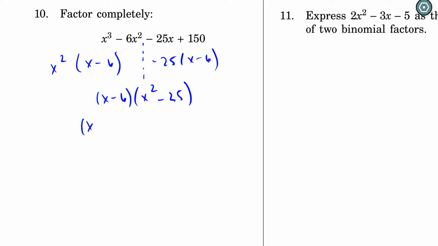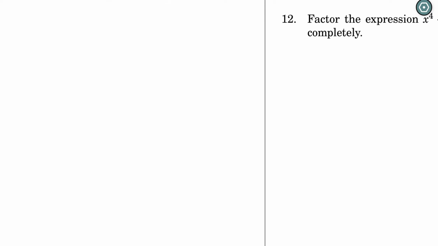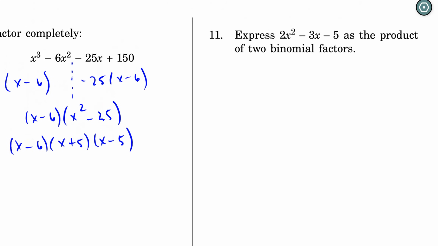I can still factor, right? So if this was on a test, we'd want to show all of those steps to get to this last answer, because x squared minus 25 is a difference of two squares. Almost done here. Let's see, 11. 11 is an AC method question, so that's negative 10. My 2x squared is going to stay. We'll multiply to make negative 10, but add to make negative 3. That's negative 5 and positive 2.